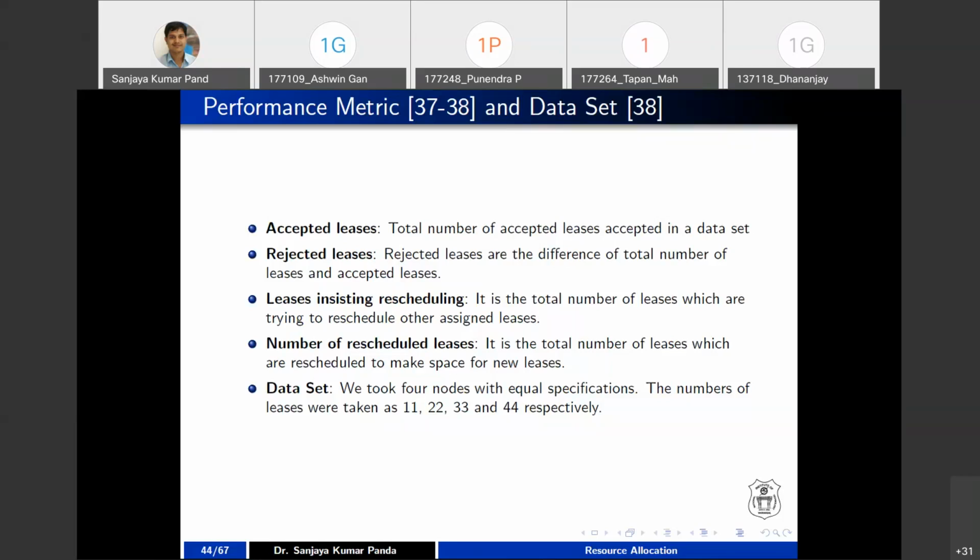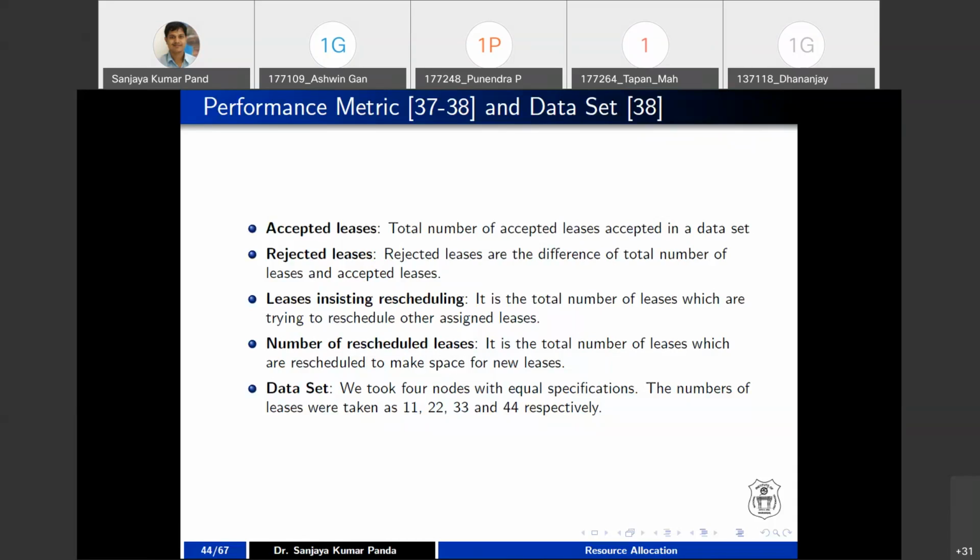We have given data sets with 11 elements, 22 elements, 33 or 44. In the previous case, we gave 7 leases. Out of 7 leases, how many are accepted? That is your accepted leases. The second one is rejected leases, which is the total number of leases minus accepted. Suppose out of 7 leases, 5 are accepted, so 2 are rejected. So rejected leases are the difference of total leases and accepted leases.